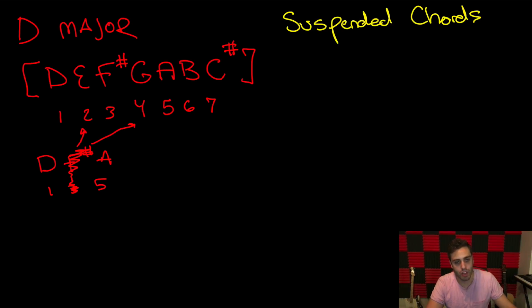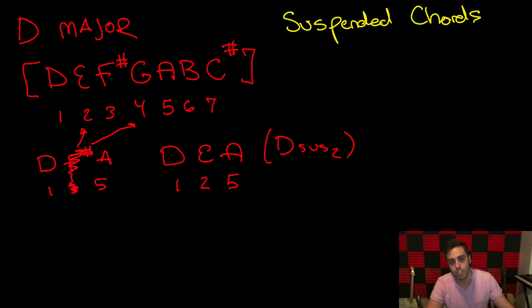So for example, if I made the chord D, E, A, this is the 1, 2, and 5 of the chord, and this would be called a D suspended 2 chord, or written as D sus 2. And it's called suspended because you're actually removing the 3 and replacing it with a different note. Likewise, if I did D, G, A, which is the 1, 4, 5, this would be called a D suspended 4 chord.